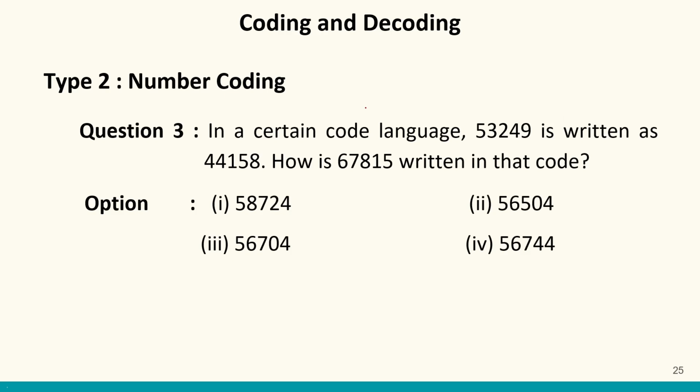Now let us look at this question. In this question, 53249 is coded as 44158. So let us find out. 53249 is coded as 44158. So here I can see minus 1. Here I can see minus 1. Here I can see minus 1. Here I can see plus 1. This is plus 1. Here I can see minus 1. Here I can see plus 1. And here I can see again minus 1. So this is the logic that we'll follow for 67815 as well.